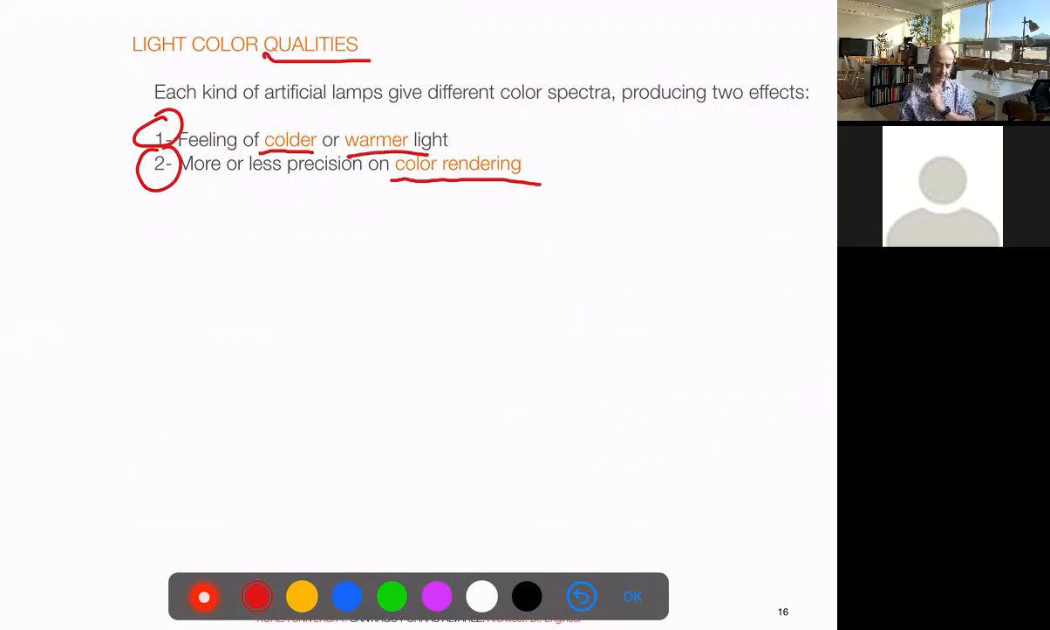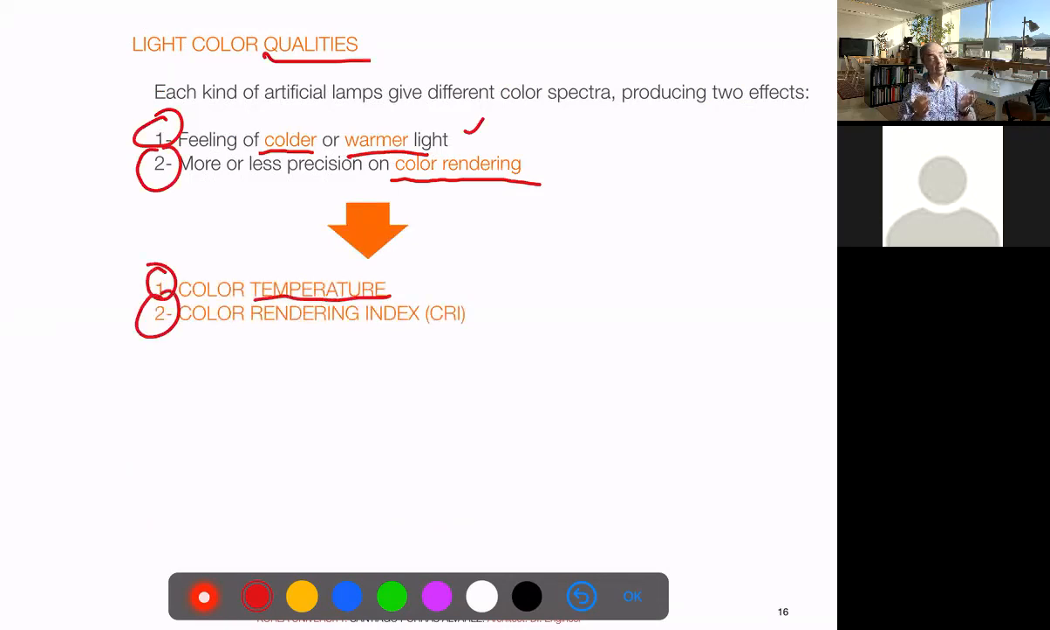Let's go to the first, which is what we measure by color temperature. And the second, we measure in terms of the CRI, color rendering index. So they are normalized numbers, which give us an idea of how those parameters perform in artificial light.